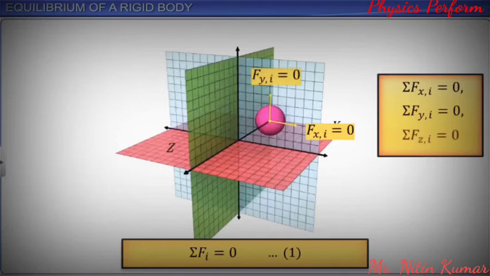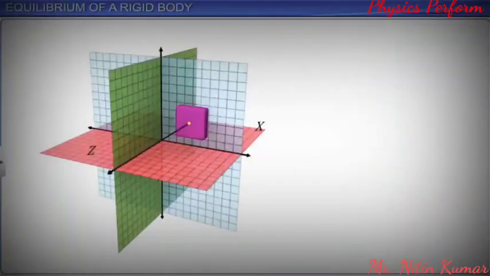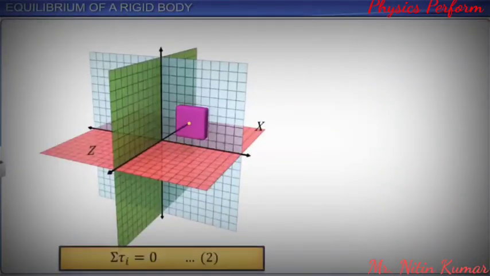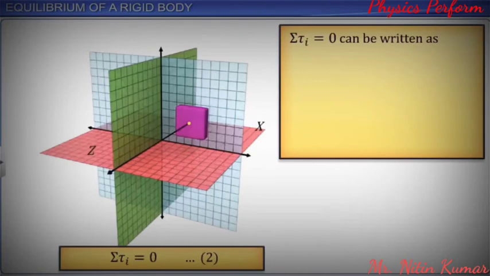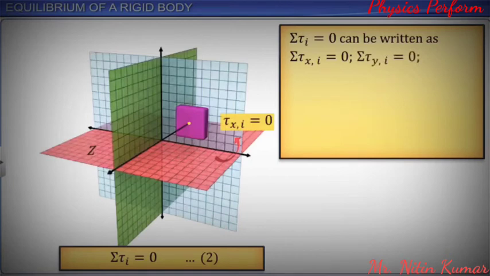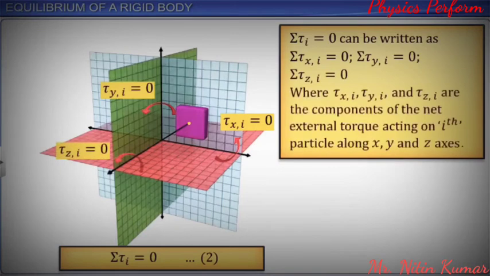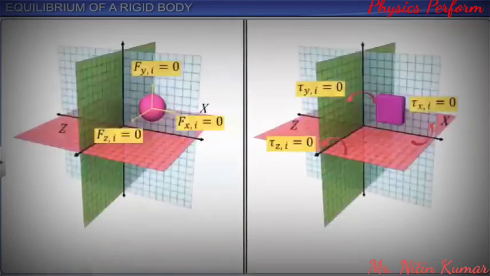And the equation sigma tau i is equal to 0 can also be written as 3 independent equations in scalar notation as sigma tau xi is equal to 0, sigma tau yi is equal to 0, and sigma tau zi is equal to 0. A body is in mechanical equilibrium if these 6 independent scalar equations are satisfied.